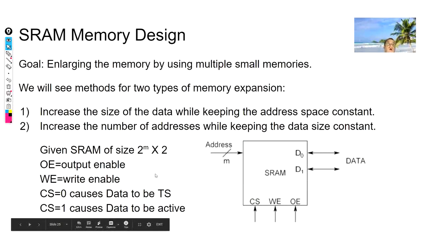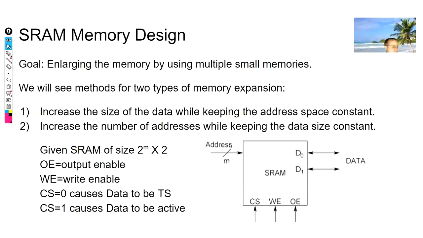Okay, goal: enlarge. Now we're talking about how to increase the size of memory that we have. Let's say we want to enlarge the memory by using multiple small memories. We will see methods for two types of memory expansion. There are two different goals we could have. First, increase the size of the data while keeping the address space constant. In other words, the address space is 32 bits. We don't want to make it more than 32 bits, but we want to have more data.